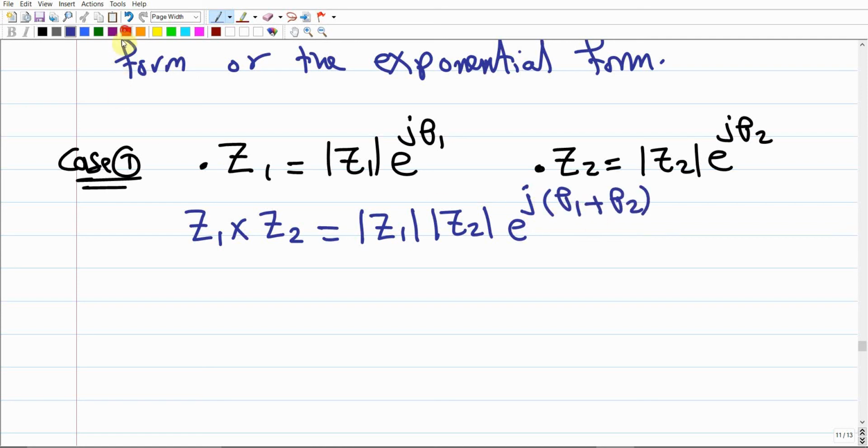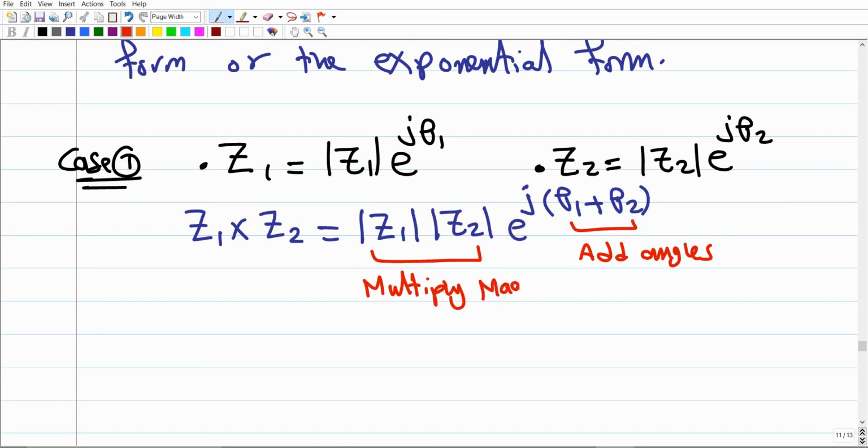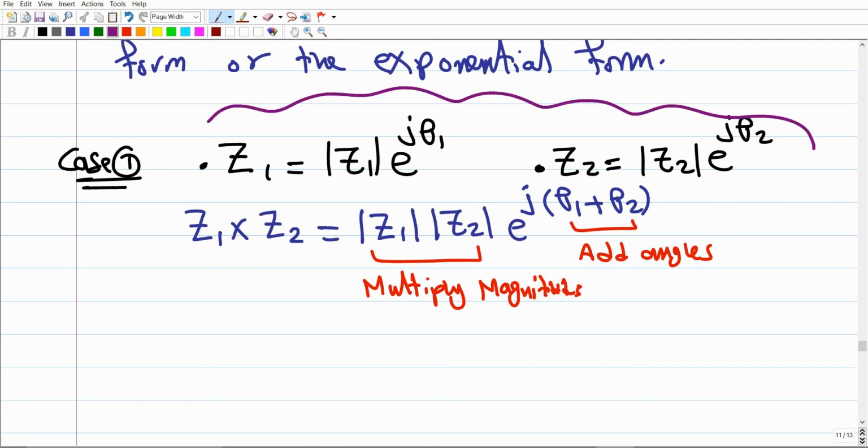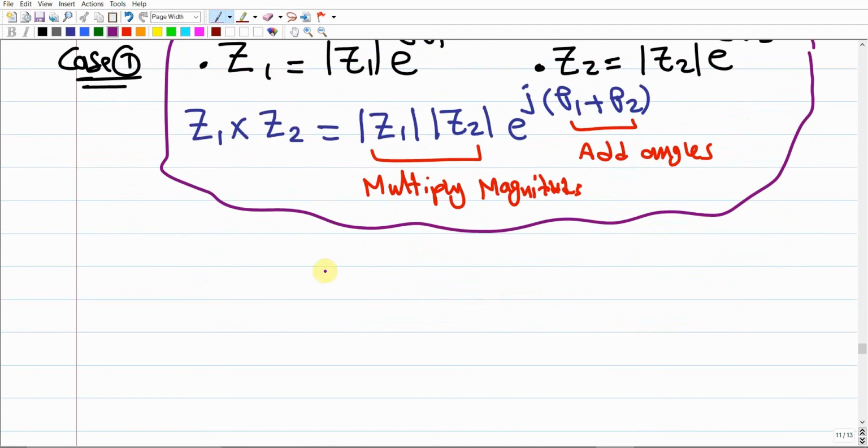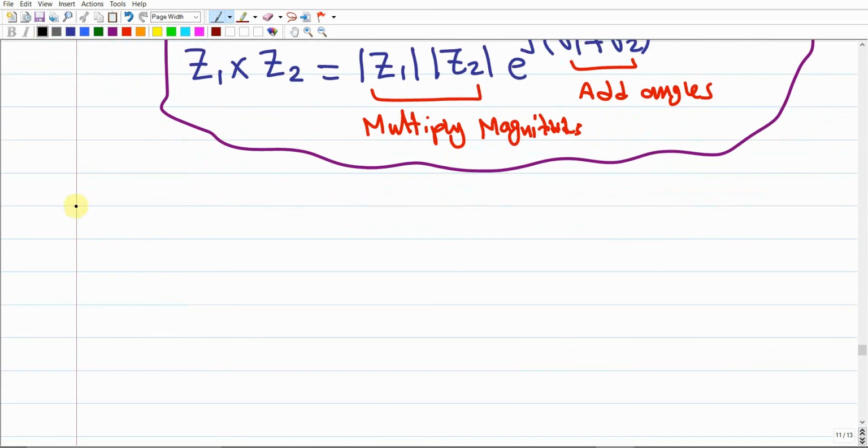So your objective here for the multiplication is to add angles and multiply magnitudes. Make sense? This is how we can do the multiplication of two complex numbers already given in the exponential form. How about if they are already given in the polar form? It's going to be the same.